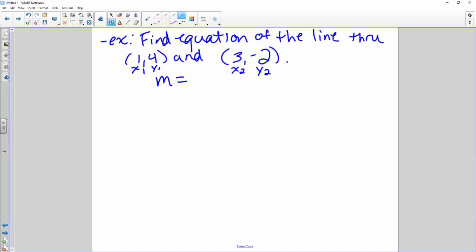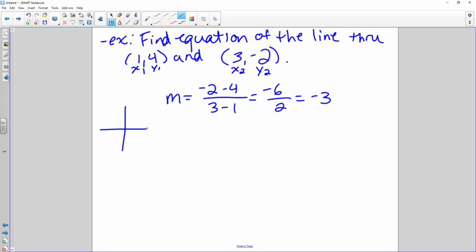x2, y2. So this is my slope: -2 minus 4, y2 minus y1, over x2 minus x1, 3 minus 1. So -6 over 2, which is -3. So now I have my slope of -3. And let's do that sketch I had talked about before too, to see if it makes sense. (1, 4) and (3, -2). That does look pretty steep, and it's decreasing, so it should be a negative slope. So -3 makes sense for my slope.